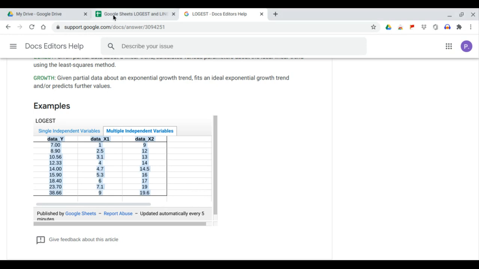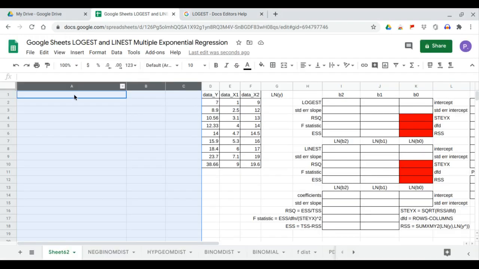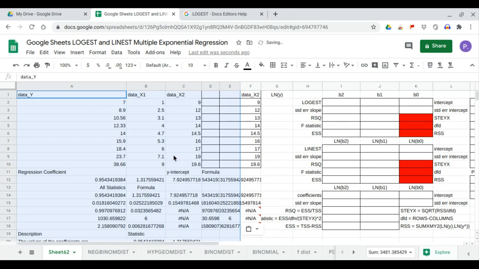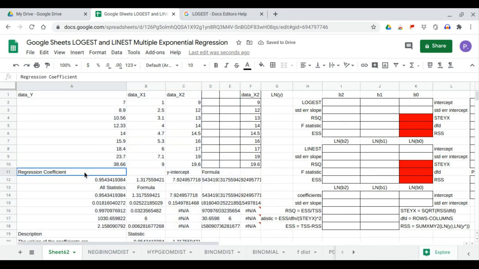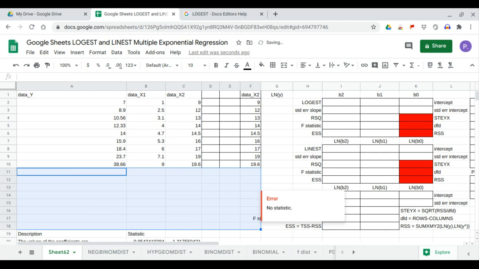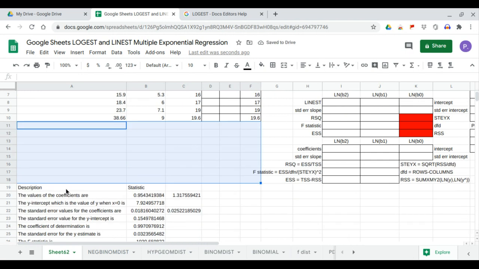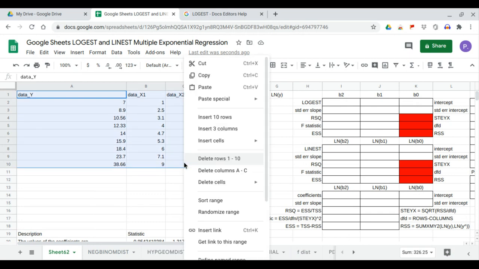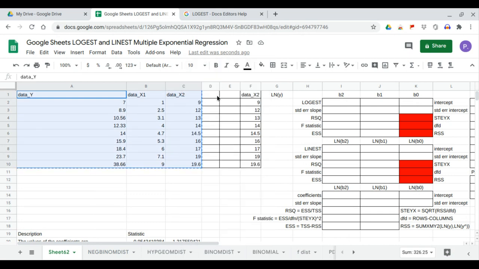Copy this and show the LOGEST and LINEST function, and derive the LOGEST and the LINEST function. We don't need the formula. We don't need this formula, but we do need the data set. So we cut and paste it.